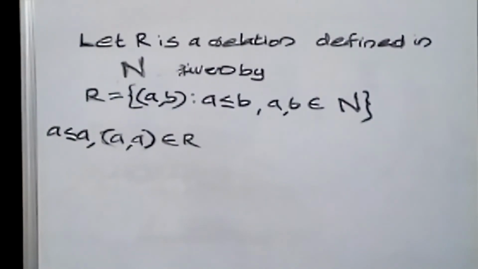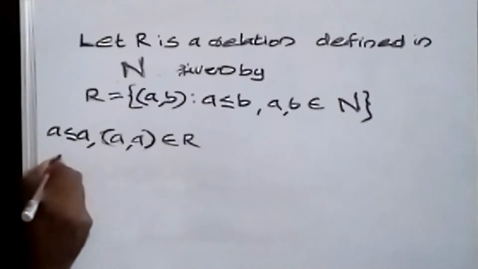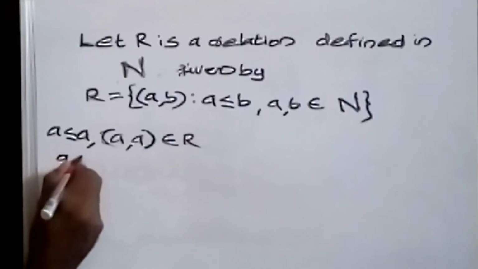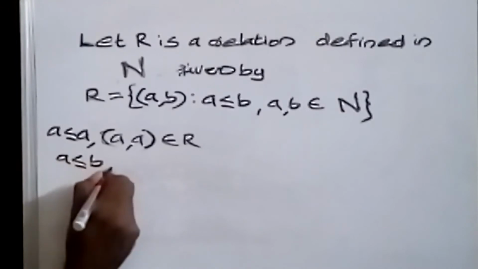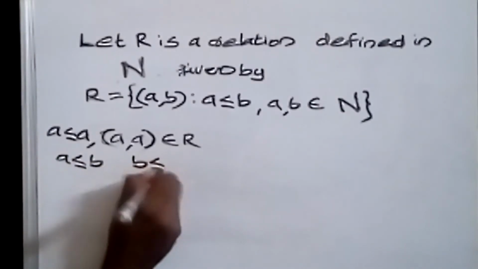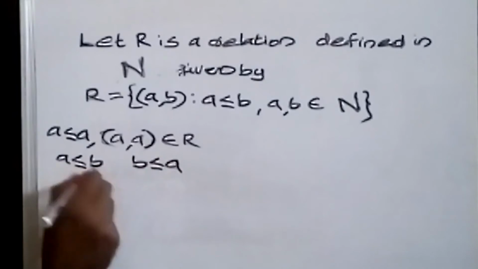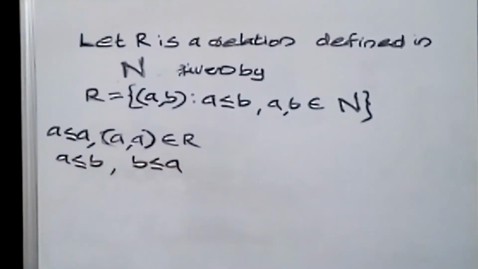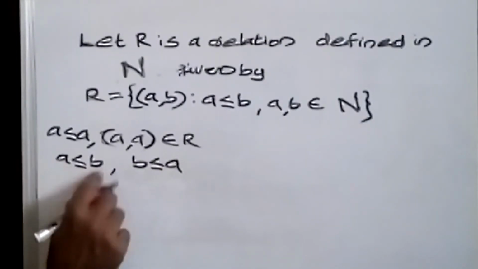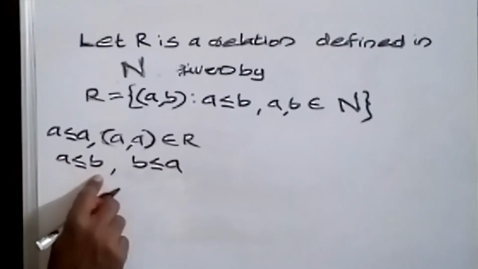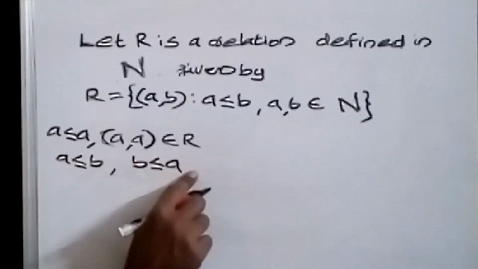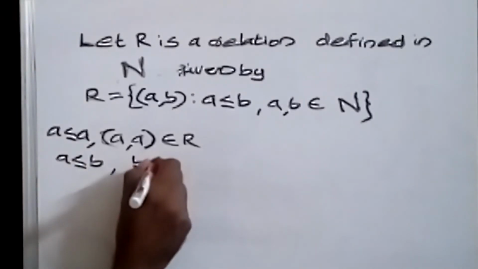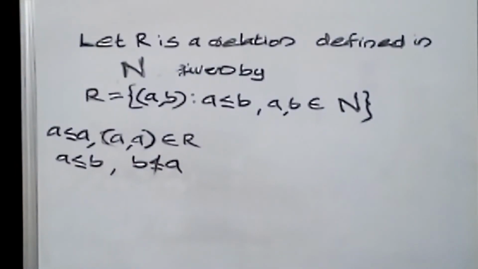Is it symmetric? Let (A, B) belong to R, that is A is less than or equal to B. Then B cannot be less than or equal to A. A less than or equal to B does not imply B less than or equal to A. Therefore, (A, B) belongs to R does not imply (B, A) belongs to R. Therefore, it cannot be a symmetric relation.